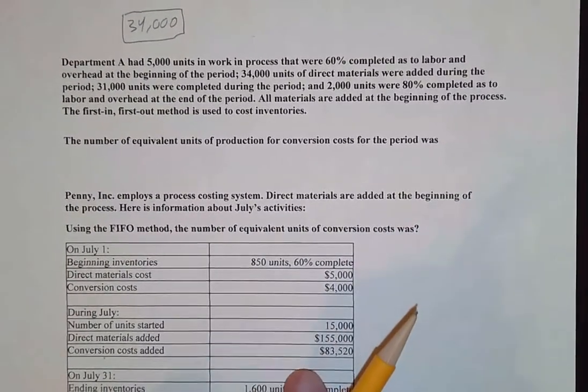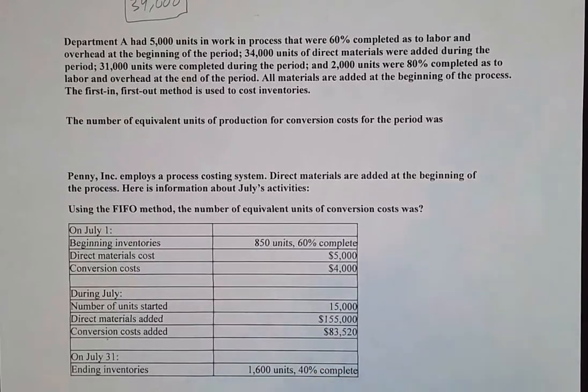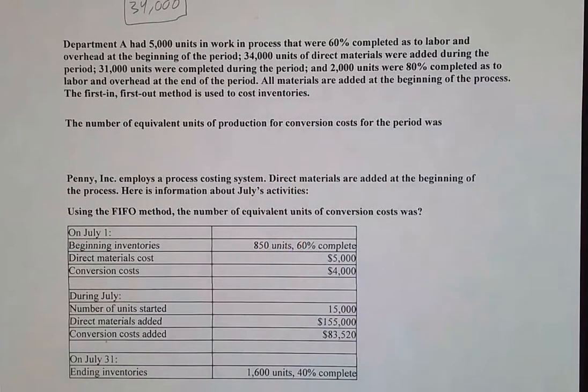Well, well, well. Look at what we have here. This looks like the exact same scenario with the exception of one word, and that word is conversion. Actually, two words. Conversion costs. So everything's the same. So they want to know the number of equivalent units of production for conversion costs for the period was. Well, we have to do this a whole lot differently than what we looked at in the prior example.